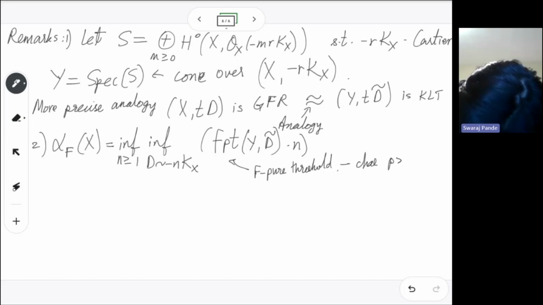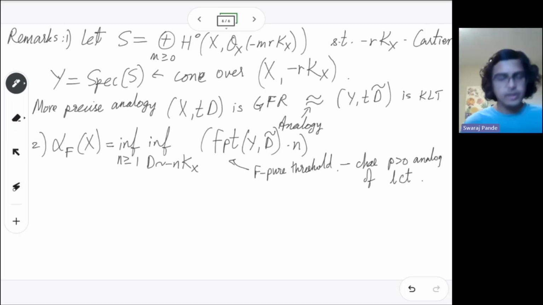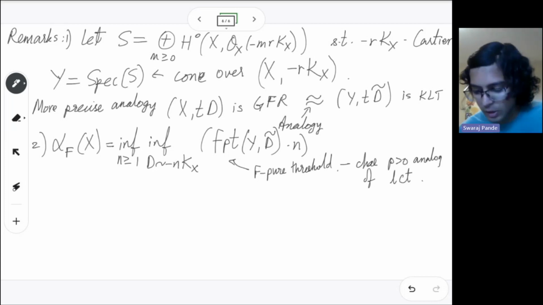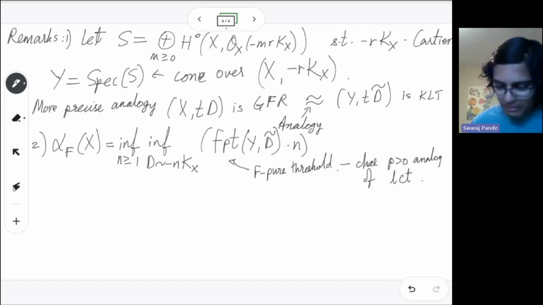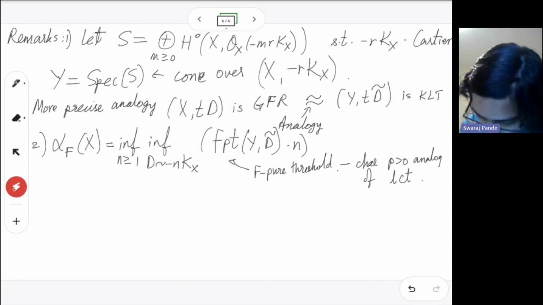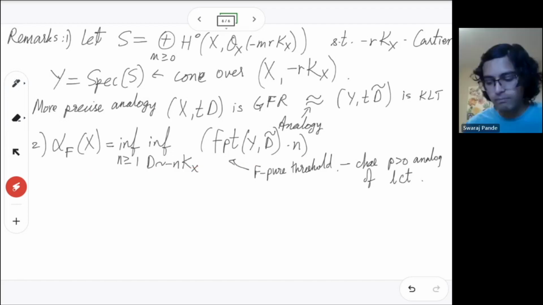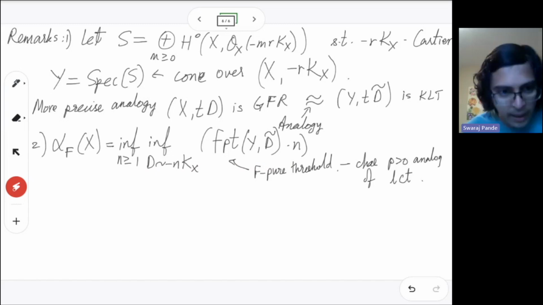So the FPT threshold is the analog of log canonical threshold. It's basically the same thing. It's the supremum of all coefficients you can put so that the pair remains KLT. Not KLT, but this time F regular. But we should actually just put locally F regular, not globally. So I'll not say more about that. But the thing I want to emphasize is that here we are taking whatever is analogous to the log canonical threshold on the cone over X. Okay? So that's like a deviation from the definition.